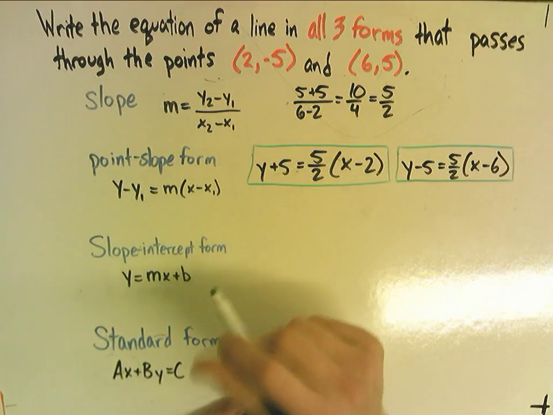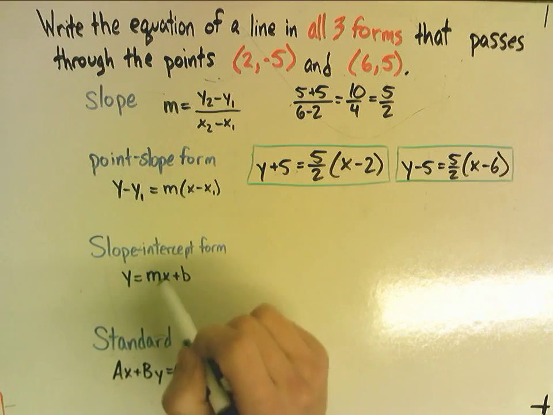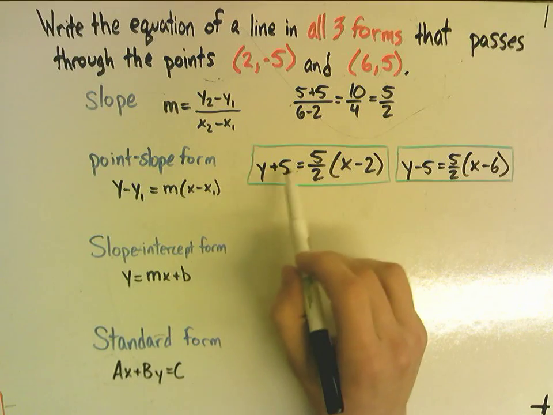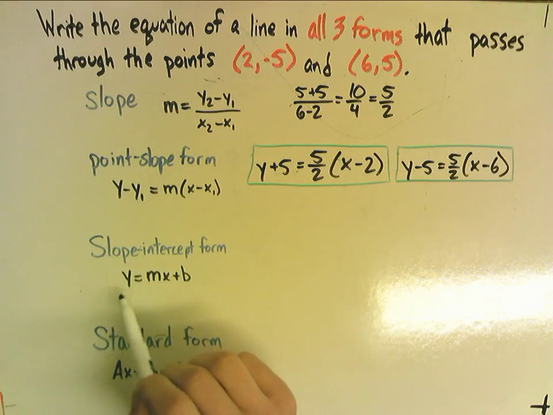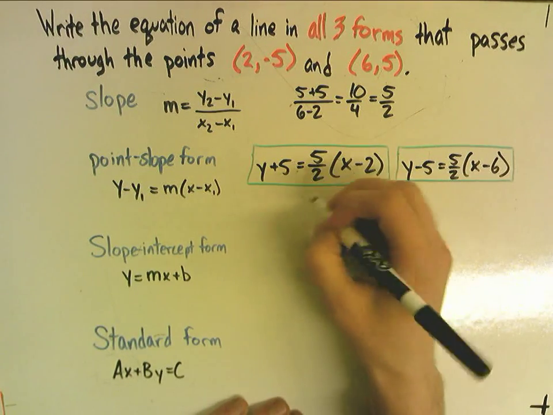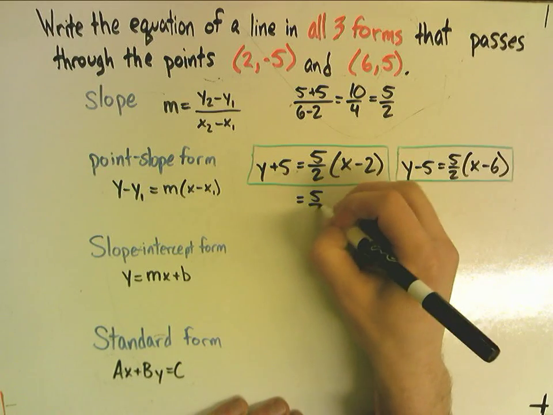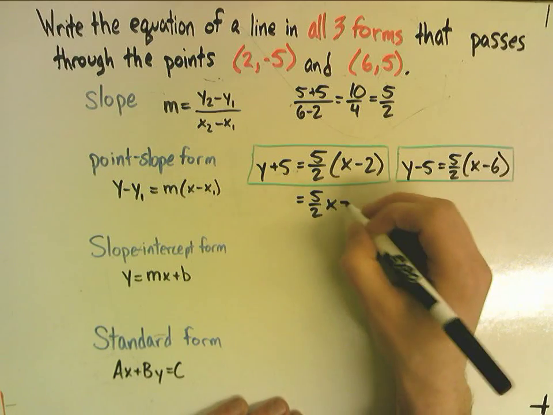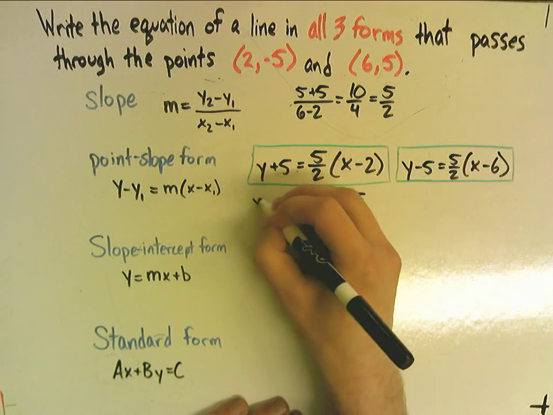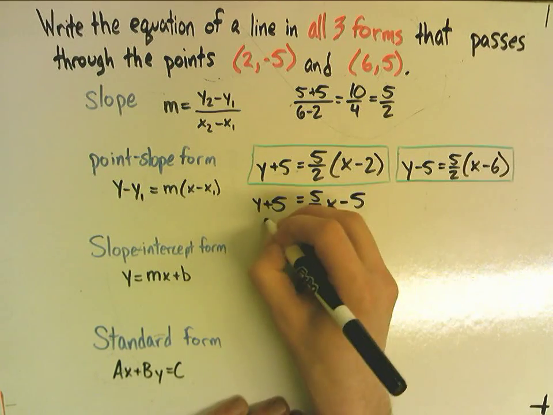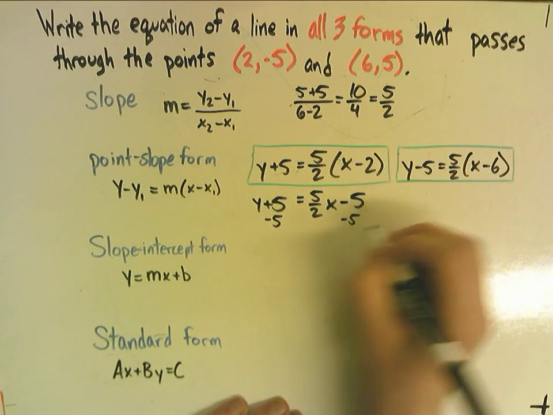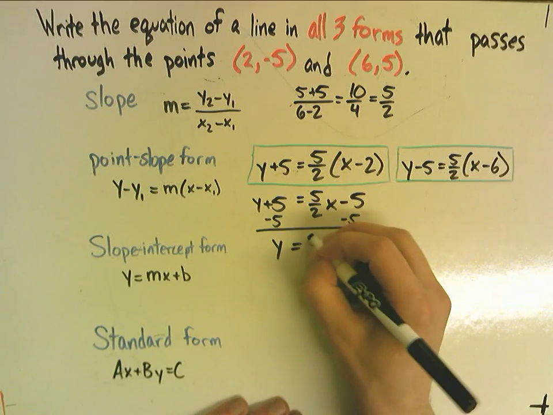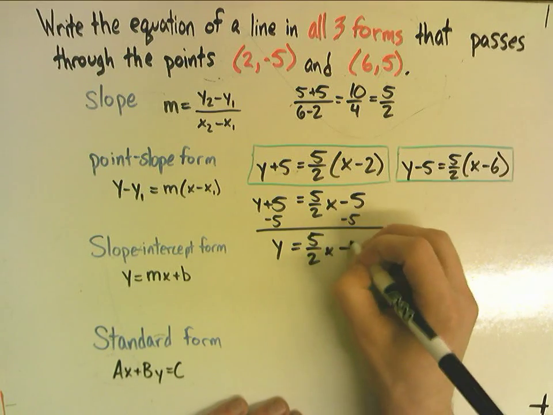So the first step to get from point slope form to slope-intercept form is that we have to distribute, and then we're going to isolate y. Because you'll notice in slope-intercept form, y is by itself. So we're going to distribute first. This ends up being 5 halves x, and these multiplied together, our 2's cancel out, and it becomes negative 5. And then here we have to subtract 5. So we end up getting y is equal to 5 halves x minus 10.